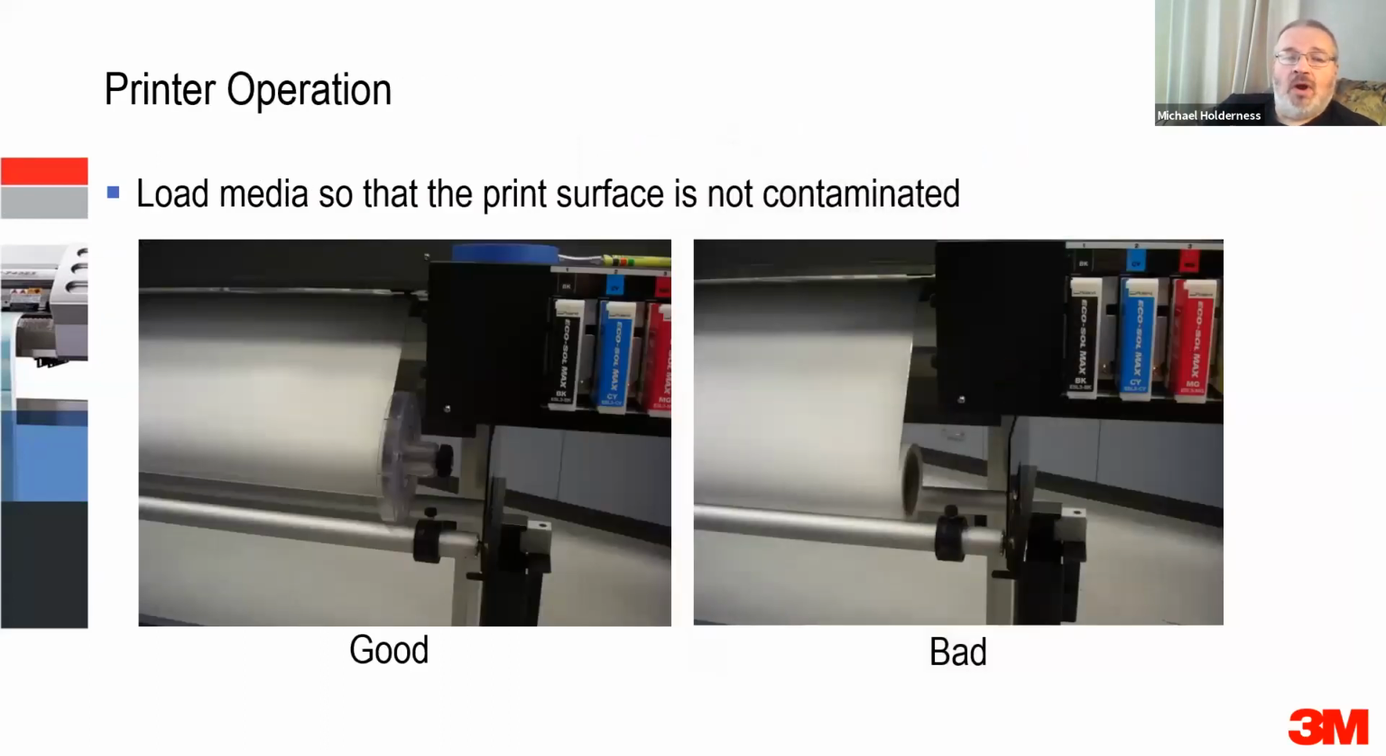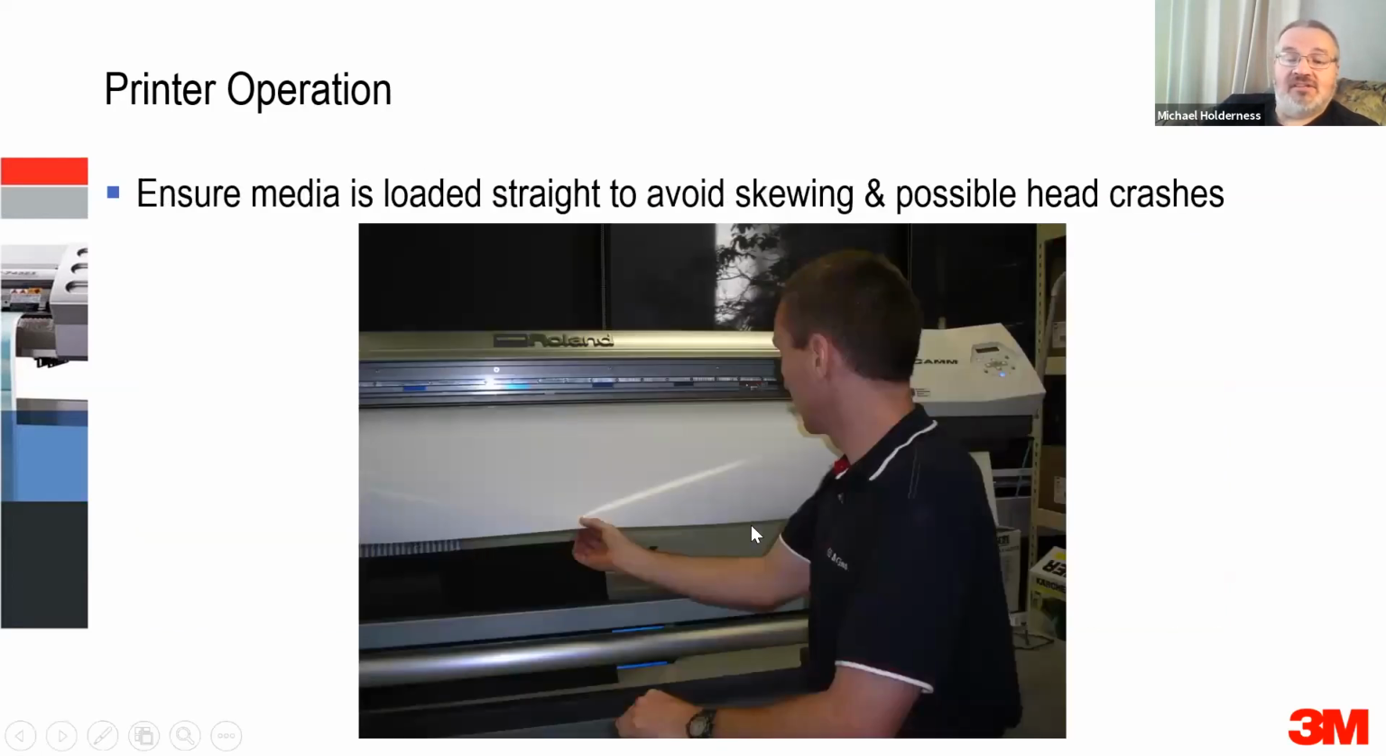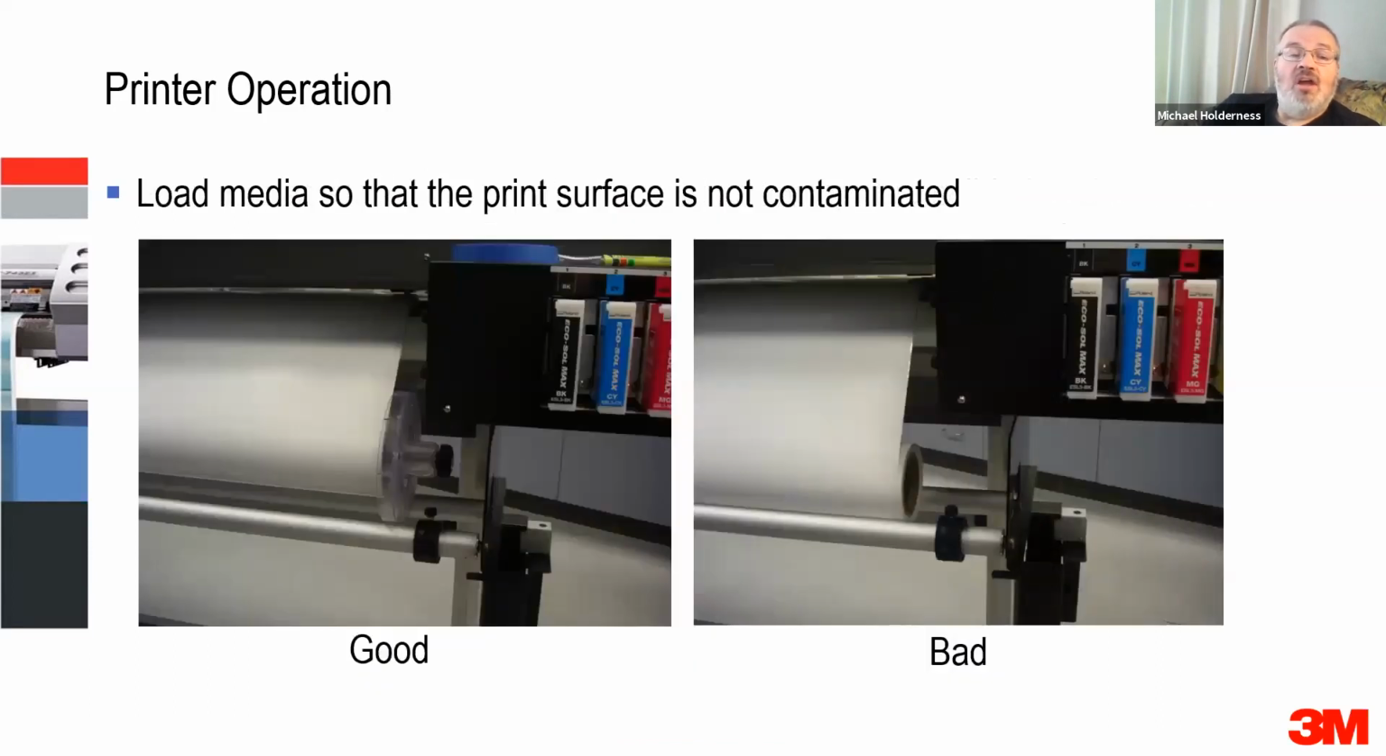So the next printer operation one is how you load your media. These pictures come from a Roland, but it doesn't really matter which printer you've got. They're all going to be similar in some ways. For example, this Roland has core plugs. So you can see the plug here that goes into the end of the roll and holds the roll up off these bottom rollers. Without the core plug, the roll actually sits on those rollers and it will increase the friction on those rollers. So it will make it very, very hard to pull the roll through if you don't have them on there. And the other thing it will do is transfer any dust off those rollers onto the media.